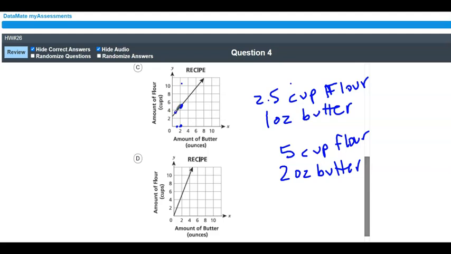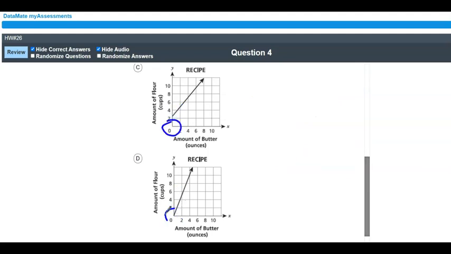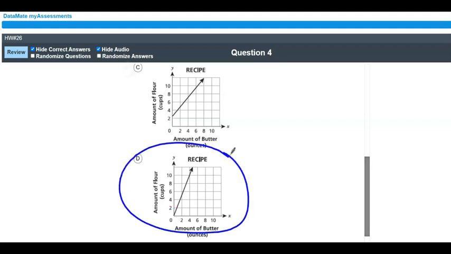This looks decent, and so does this one. 1 ounce of butter, 2½ cups of flour, 2 ounces of butter, 5 cups of flour. But this is the main difference right down here. What if I have 0 ounces of butter? Well, then that would mean that I would have 0 ounces of flour. And that means D can be the only right answer.